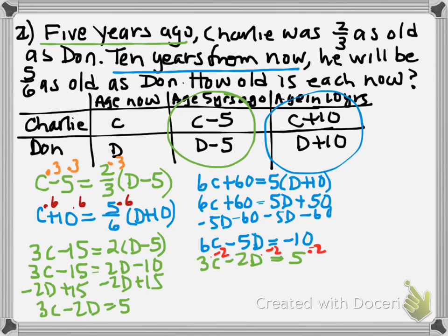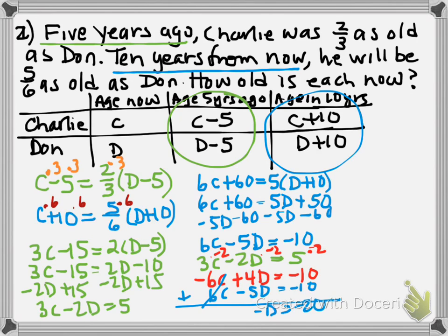because I need my coefficients to have opposite signs, and this is the least amount of work it's going to take. So I get negative 6c plus 4d equals negative 10, and then I'll rewrite the other equation, which is 6c minus 5d equals negative 10. So now I can add the equations and eliminate the c's. I get negative d equals negative 20, and I divide by negative 1, and I get, bam, d equals 20.